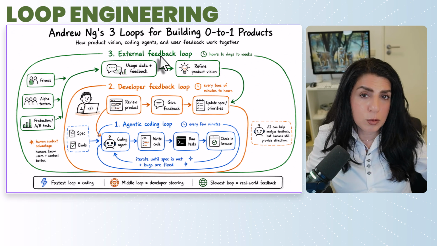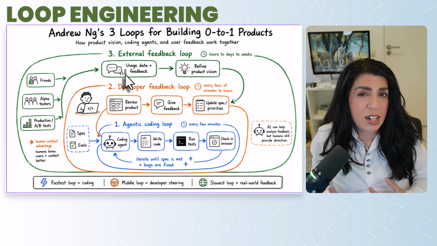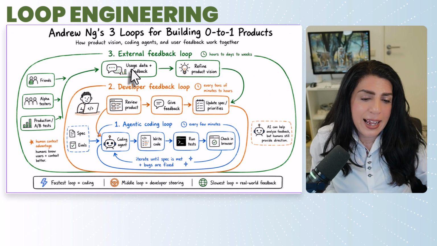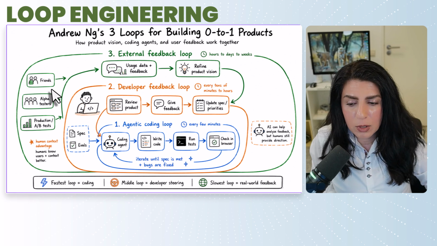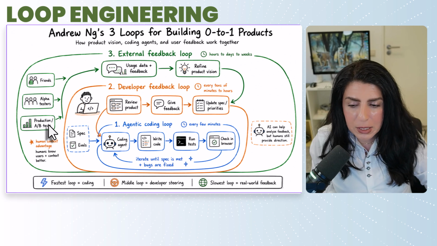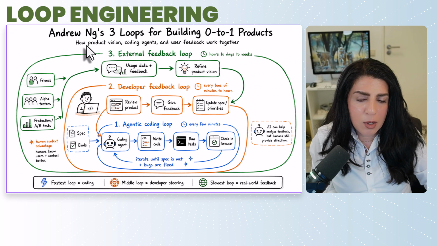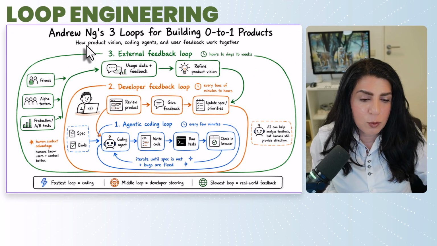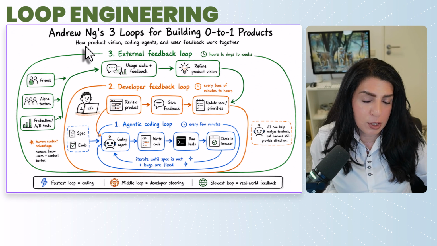In the third or external one, you can go ahead and use the usage data and feedback of the people and then refine the product vision. As you can see, we go to a higher level. So it's kind of product A/B testing, alpha testers in the second one, and friends at the top. This is how a product vision can work when you're building an app from your end-to-end production agents.